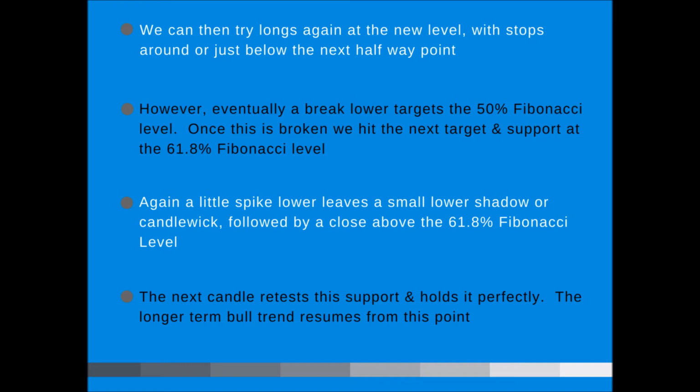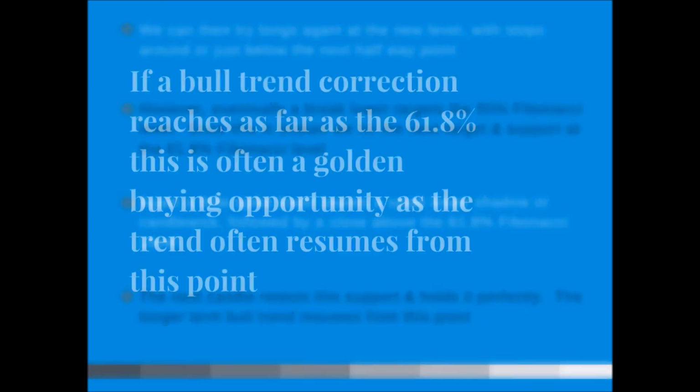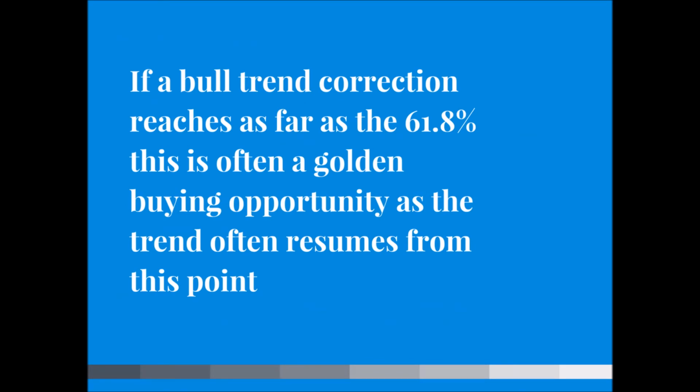This is usually a strong level. Again, a little spike lower leaves a small shadow or candle wick, followed by a close above the 61.8 Fibonacci level. The next candle retests this support and holds it perfectly. The longer term bull trend resumes from this point, as is often the case with the 61.8% Fibonacci level. So it's often a golden buying opportunity if we do reach that 61.8.